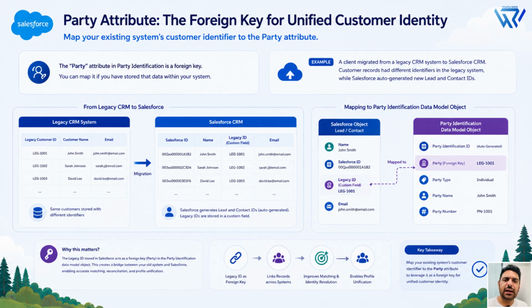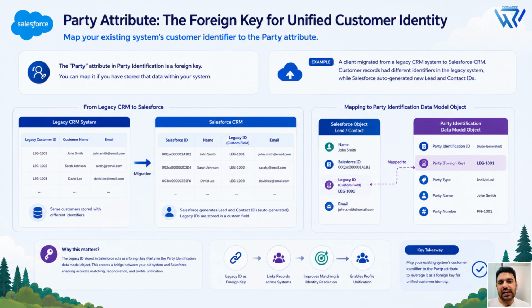The other attribute we have is party. Now party is a foreign key which you can map if you have stored that data within your system. For example, you have a legacy CRM system and a current Salesforce CRM system. The client has migrated from the legacy CRM system to the Salesforce CRM system.